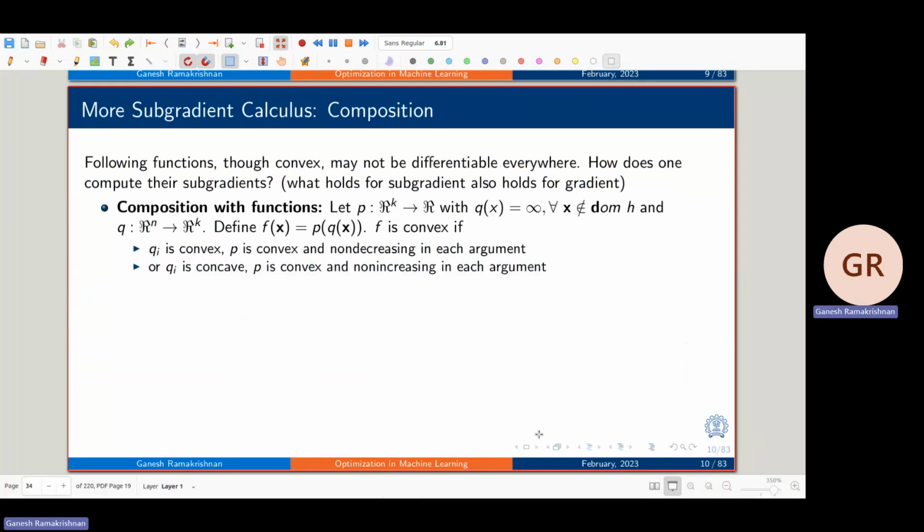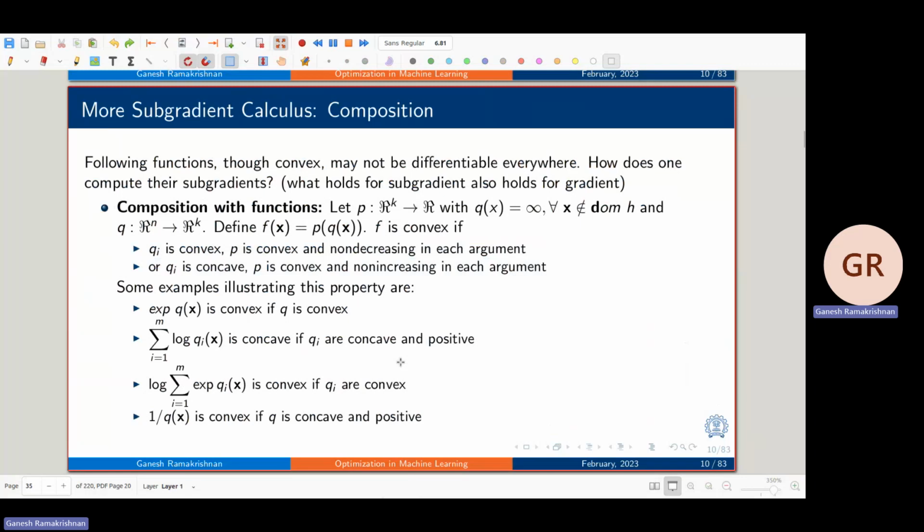What will be the basic logic to compute subdifferential? Sorry? Chain rule, exactly. But you'll have to do a little bit more work. Now, what is the definition of subgradient? f of y is greater than or equal to f of x plus h transpose y minus x. What you'll have to do is use that h transpose y minus x in each argument.